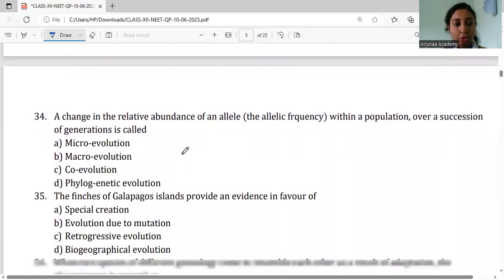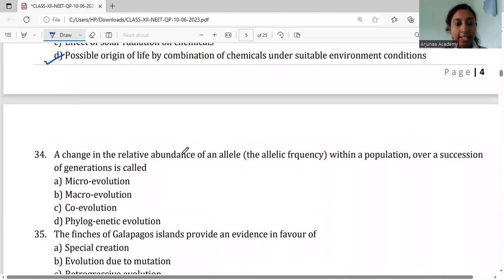Then 34, a change in the relative abundance of an allele. So that is the allele frequency, a change in allele frequency within a population over succession of generations. That means over the generations, there is a change in the allele frequency. We know what an allele is. An allele is the alternate form of a gene. So it is at the genetic level. Allele belongs to the genetic level, not to the population level. It's a very small quantity, right?